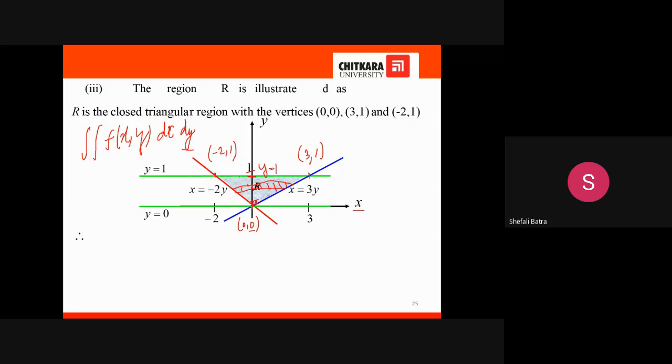Keep in mind that when your region is not a rectangle or square, the inner limit will be in terms of the other variable. If you are writing x here, then your limit should be in terms of y. So you made a strip parallel to the x-axis because here dx was written. So starting limit would be minus 2y and upper limit would be 3y. So you'll be writing here minus 2y to 3y and sliding width will be 0 to 1. Okay? Solve it beta, hurry up. Tell me what will be the answer.